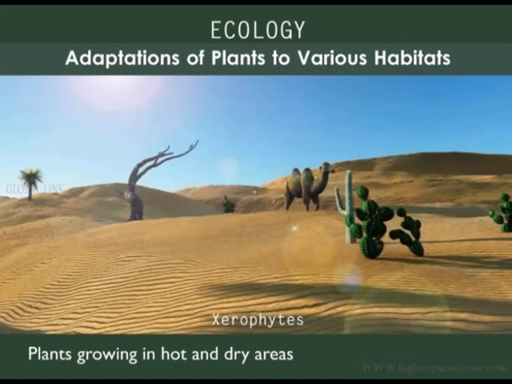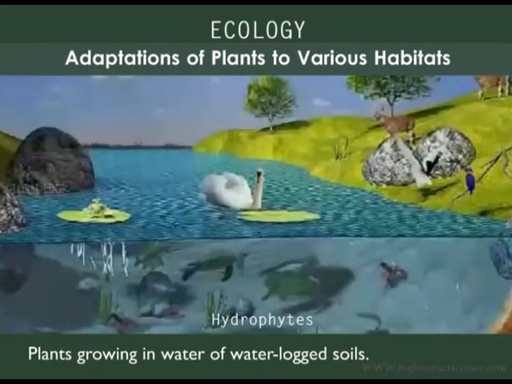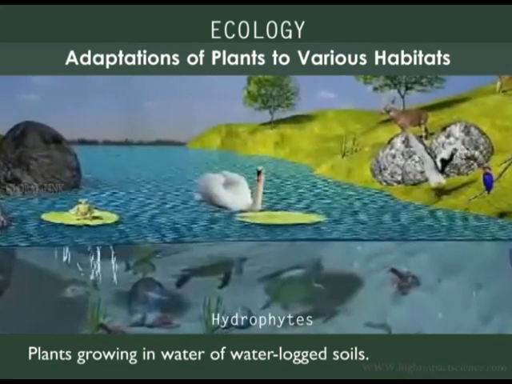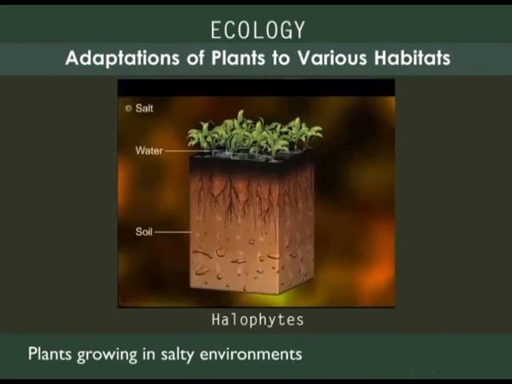Xerophytes are plants that grow in hot and dry areas. Mesophytes are plants growing under normal conditions of water supply, or in well-watered soils. Hydrophytes are plants growing in aquatic environments. Halophytes are plants growing in salty environments.